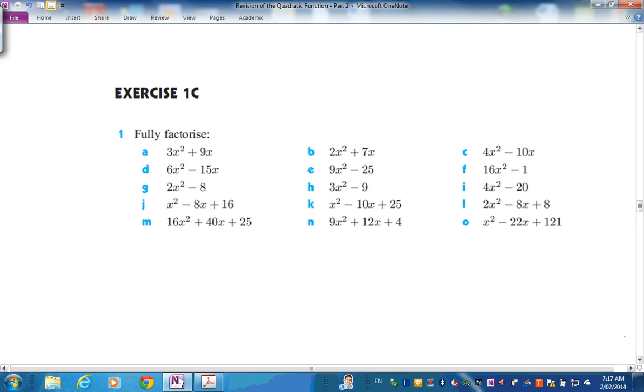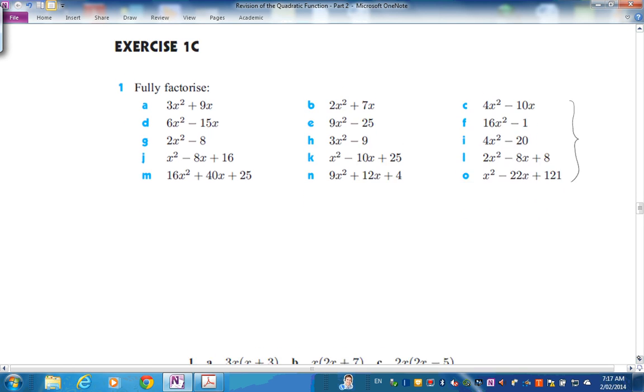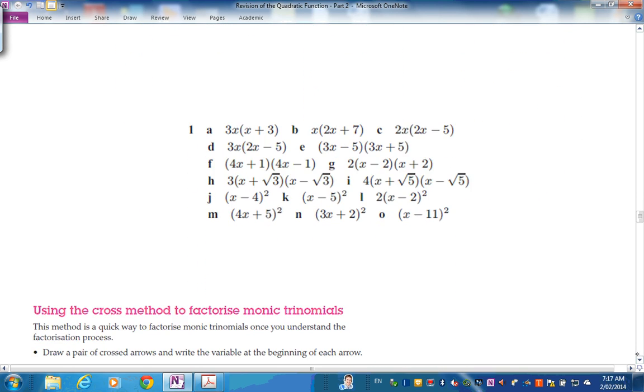1C, fully factorise. So remember the steps: take out any common factor, see if they follow a type, and then factorise it. These are usually in this batch special types. Can you spot them? Alright, let's go on now and have a look at the answers. So there is the set of answers for those.